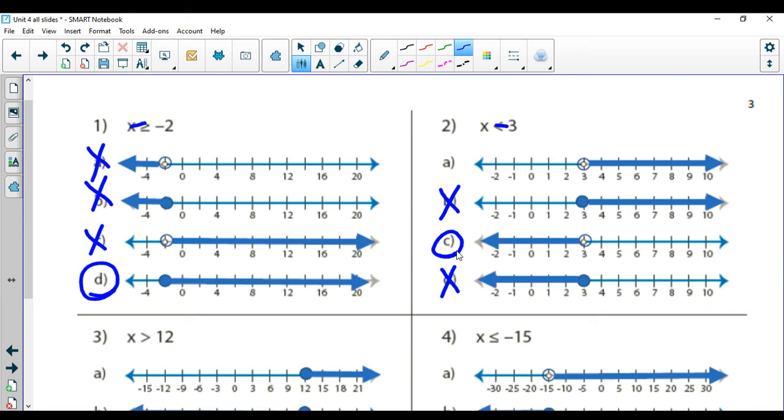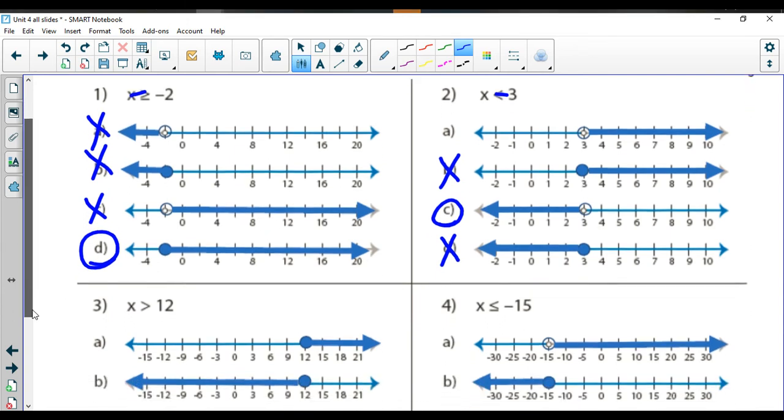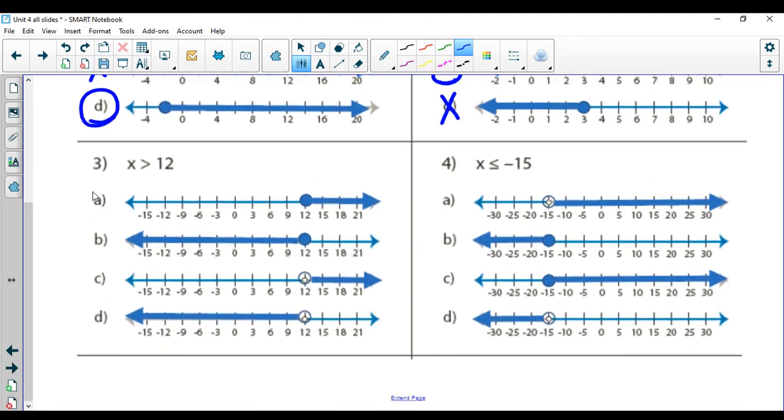Taking a look at number 3, I have x is greater than 12. That's going to give me an open circle on 12 and greater than shades to the right. So it's going to be letter choice C is the correct answer on this one.